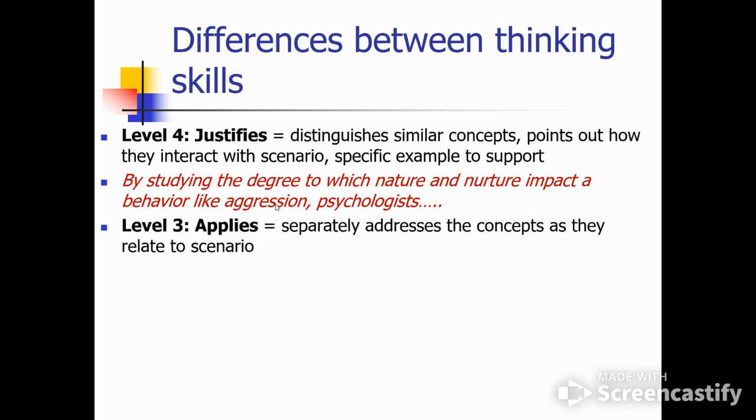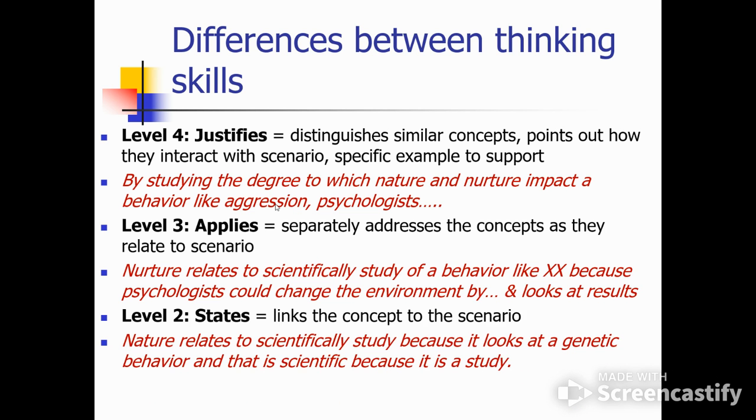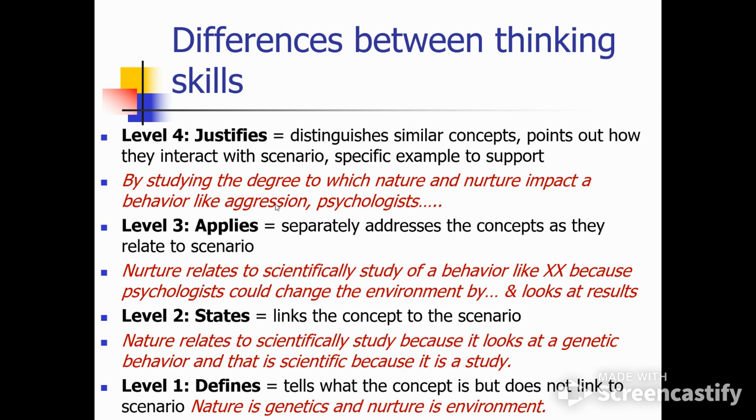A level 3, as I said earlier, simply applies but does not distinguish. So here's an example. Nurture relates to scientific study of behaviors like, so that could be aggression again, because psychologists could change the environment by and look at the results. A level 2 answer, nature relates to the scientific study because it looks at genetic behavior and is scientific because it's a study. And level 1, nature is genetics and nurture is environment. So those are the differences with the thinking levels.